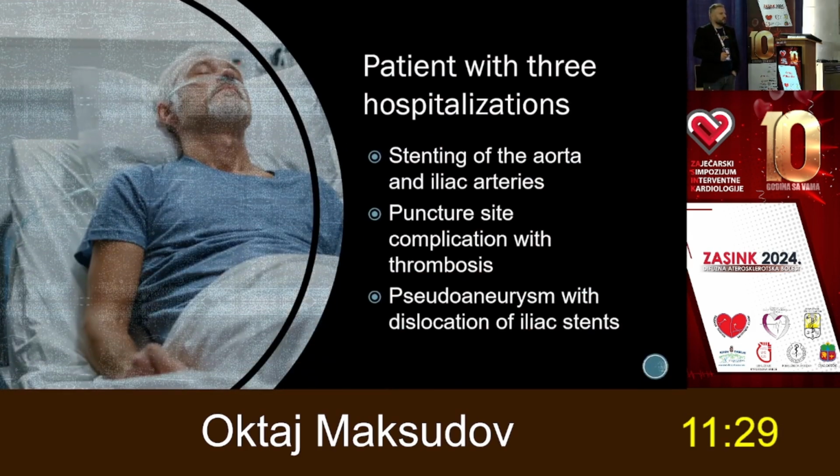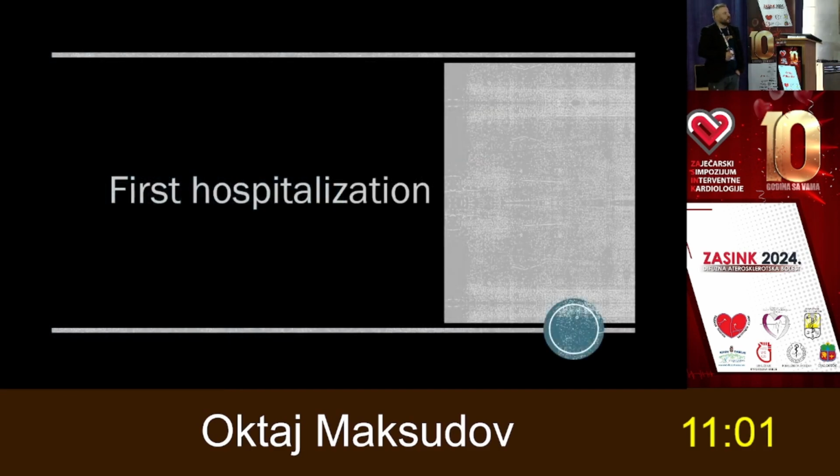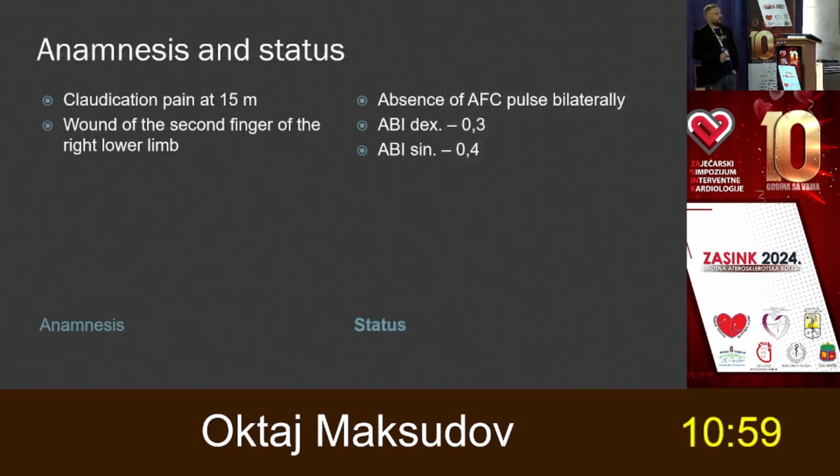So this is a patient with three hospitalizations at our hospital. The first hospitalization was after he was diagnosed with Leriche syndrome, and we performed stenting of the aorta and the iliac arteries. The second one was because of puncture site complication with thrombosis, and the third one, and the most interesting one for me, is the pseudoaneurysm with the dislocation of the iliac stents that we implanted in the first hospitalization.